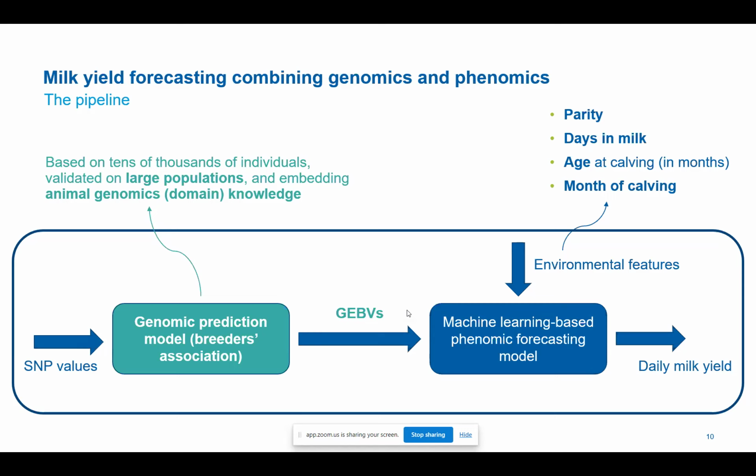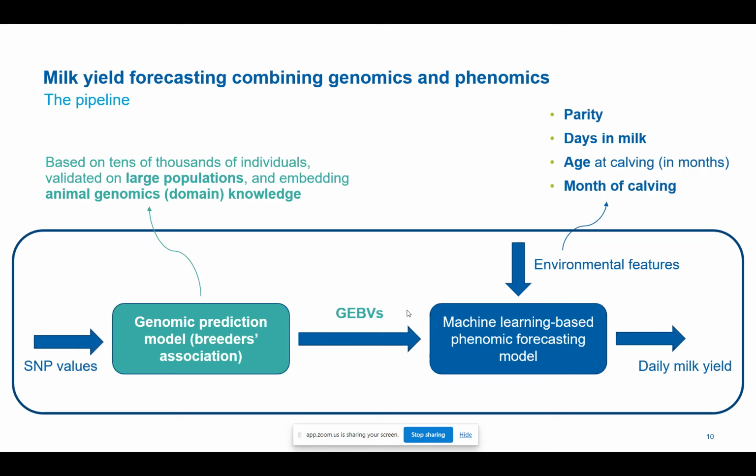Suppose that you start from SNP values, you estimate your genetic breeding values, and that single number says how genetically good your cow is at producing milk. You use that single number instead of 100,000 SNPs as input to your machine learning model. So the machine learning model becomes much simpler because it cannot rely on 100K features, but it just relies on one feature, that is the summarization of the genetic importance in production of that cow.